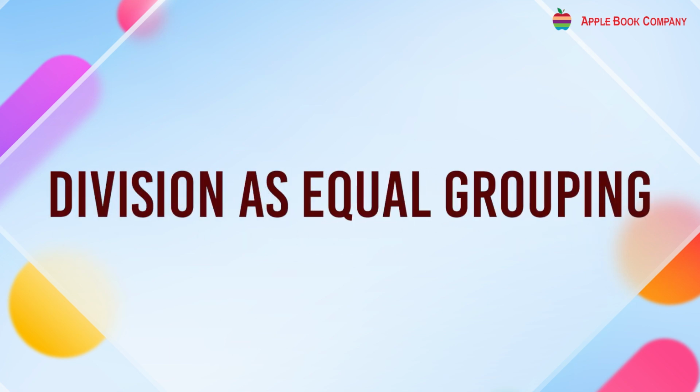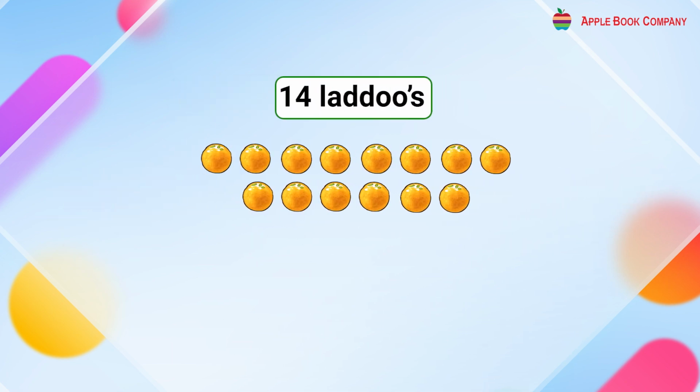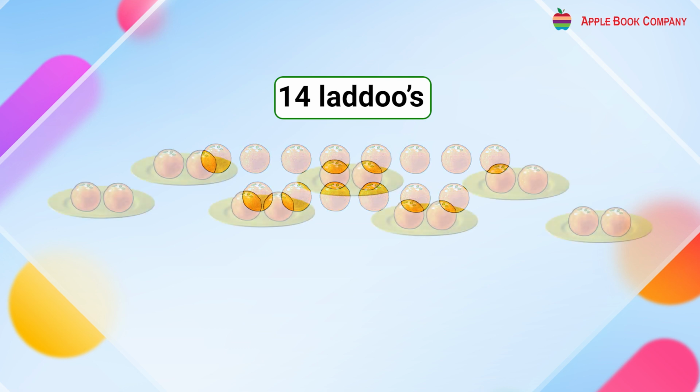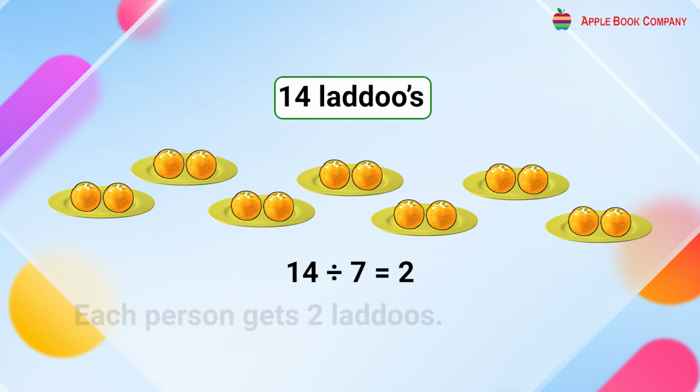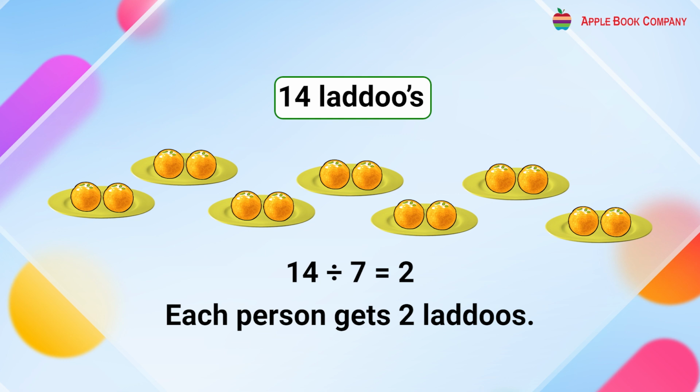Division as equal grouping. There are 14 laddus. Divide them equally among 7 people by forming groups. So every plate has got 2 laddus. So 14 divided by 7 is equal to 2, and each person gets 2 laddus.